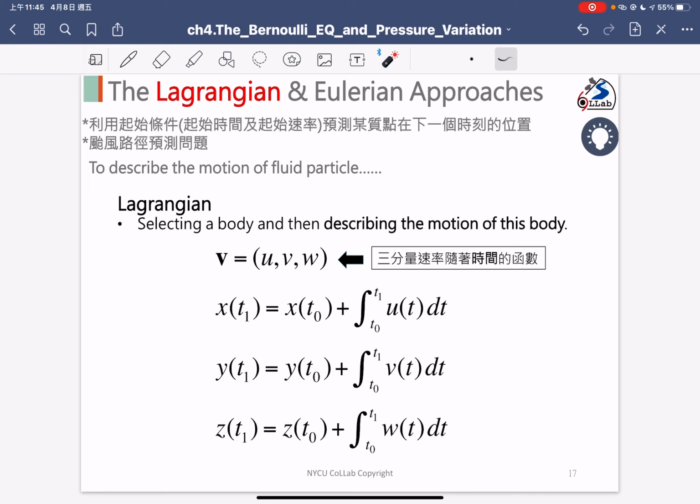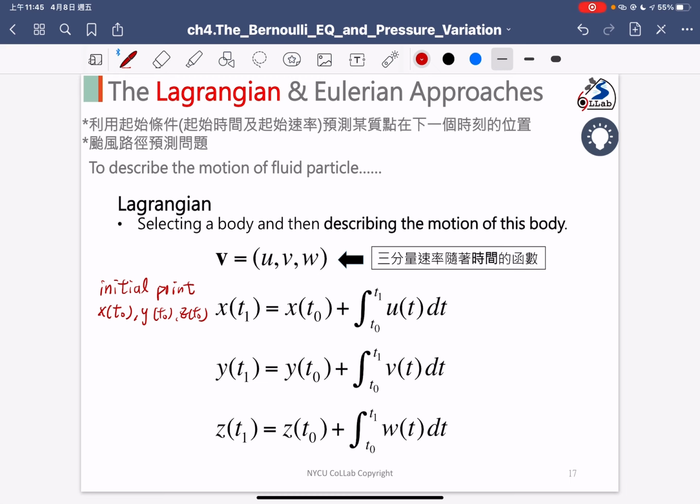So you need to find out the initial point. You have the first one, the initial point, because we need to pick out one point. The initial point is related to the time t0, and the y t0, and the z t0.